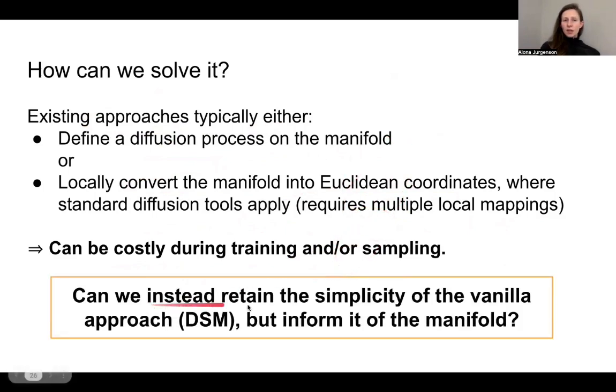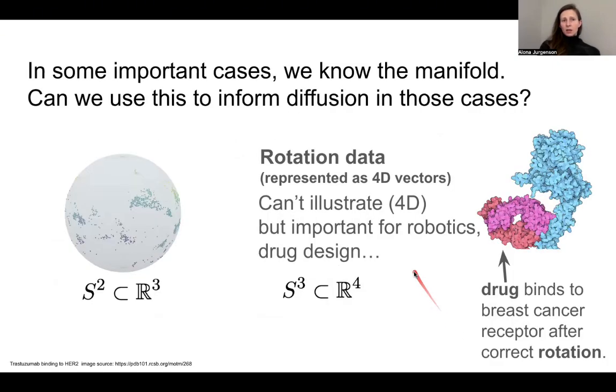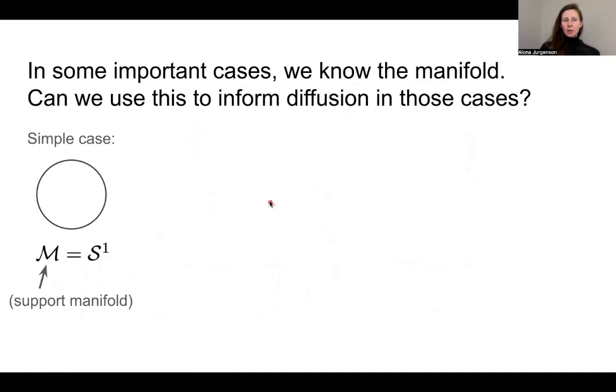And so the question is, can we instead retain the simplicity of the vanilla approach, the denoising score matching, but inform it somehow of the manifold? So let's see how we might be able to do that. In some important cases, we know what the manifold is, like the two-sphere or the three-sphere. And so the question is, can we use this to somehow inform diffusion in these cases? So let's see how we might do that by investigating a simple case.